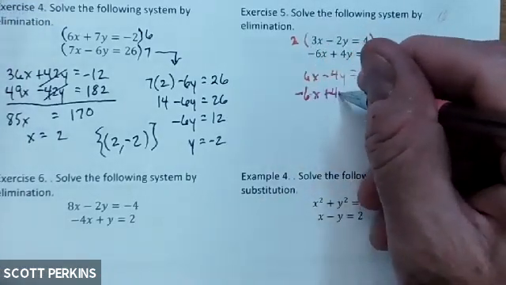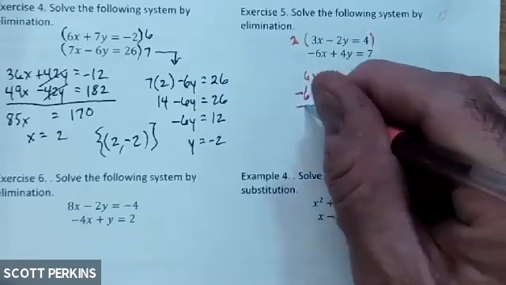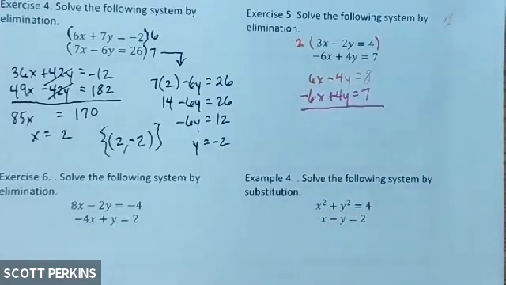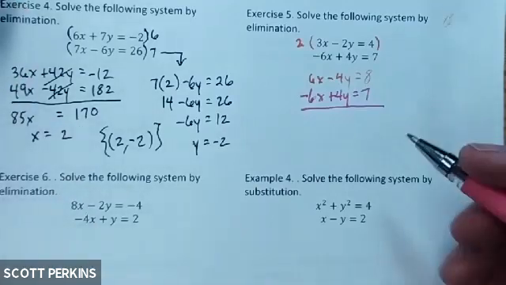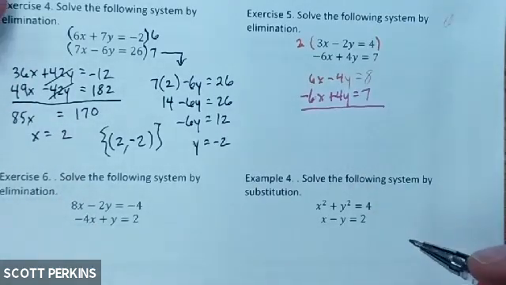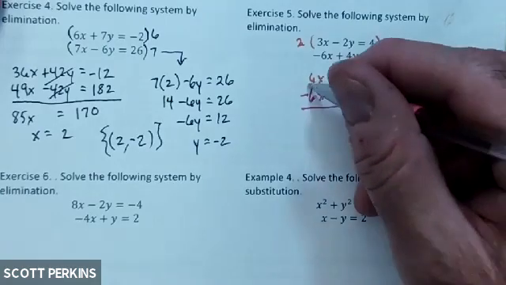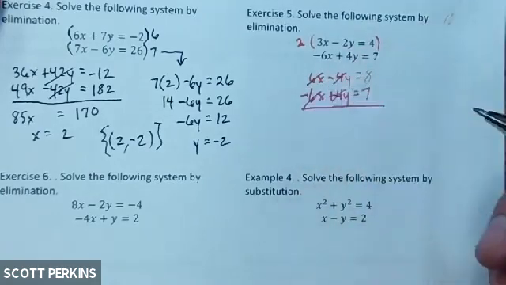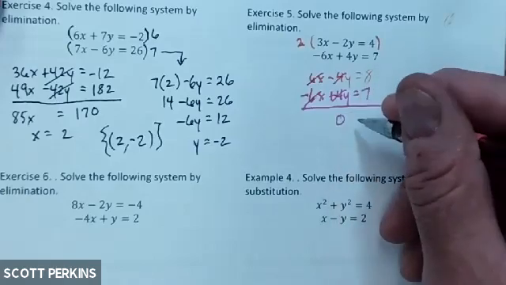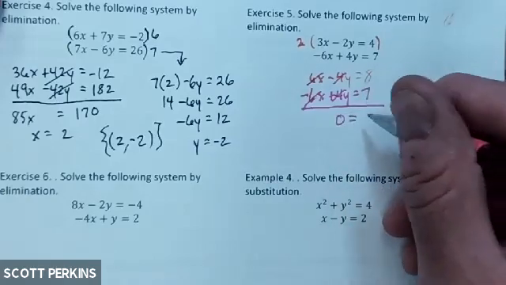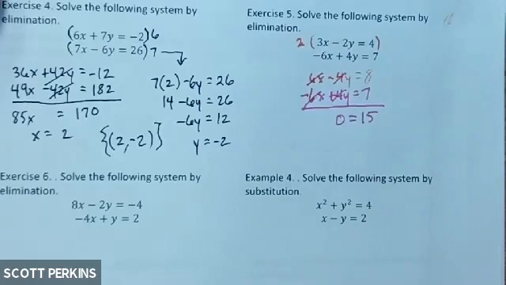-6x plus 4y is equal to 7. That's the bottom equation. Now, here's the reason I gave this example, not just to torture you with another example, but what happens on the left side of this particular problem? Everything cancels. My x's cancel, my y's cancel, and so I'm left with 0 on the left. On the right, 8 and 7 is 15.